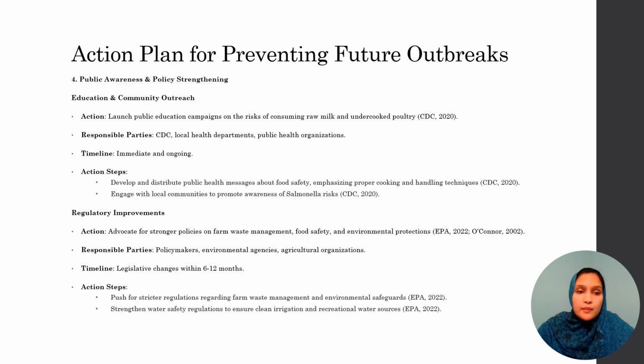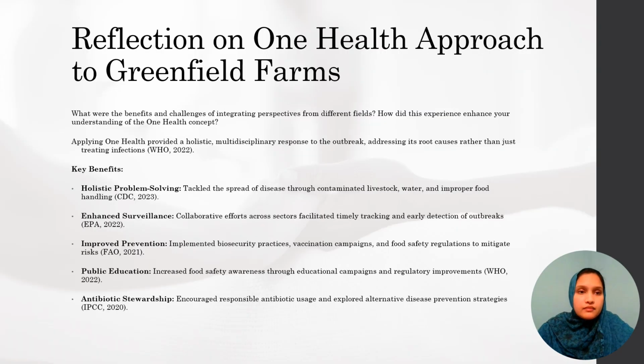Finally, regulatory improvements, which include advocating for stronger policies on farm waste management, food safety, and protections. Responsible parties are policymakers, environmental agencies, and agricultural organizations, where legislation would be put into place within the next 6 to 12 months. Action steps include pushing for stricter regulations regarding farm waste management and environmental safeguards, and strengthening water safety regulations to ensure clean irrigation and recreational water sources.